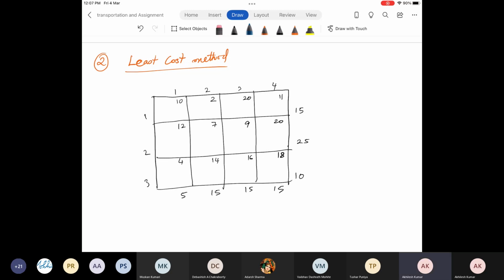So I hope you guys are back. I have created a new transportation tableau. Now in this one, we'll use the least cost method. What we need to look at, from all the not crossed cells, rows and columns, is which one is the minimum cost in the whole table.